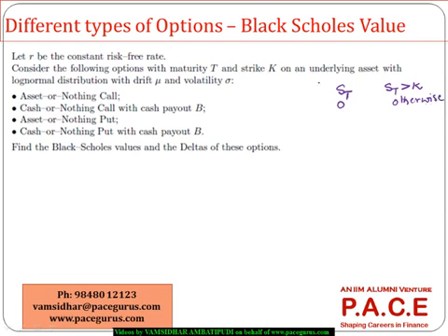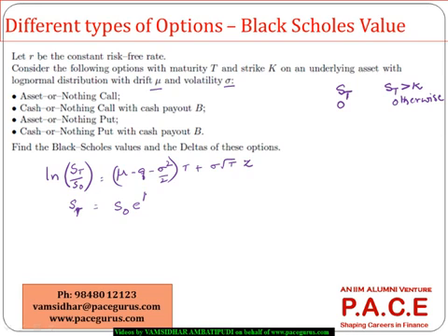So because this is the situation and we are talking about drift mu and volatility sigma, I am simply saying log of ST by S0, because it follows a log normal distribution, is mu minus q minus sigma squared by 2 times T plus sigma root T Z. So from here I get ST directly as S0 times e to the power of (mu minus q minus sigma squared by 2) times t plus sigma root t times z.